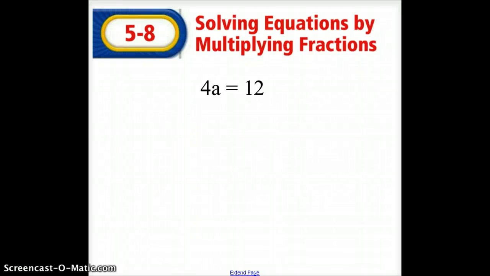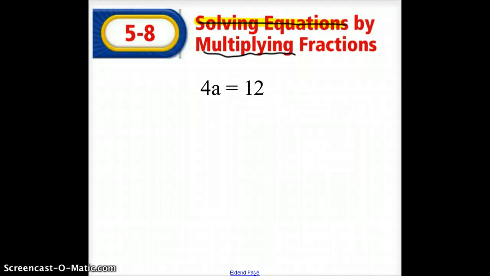All right, lesson 5-8, solving equations by multiplying fractions. So this lesson is very similar to 5-7 because we're solving equations. However, this time we are going to multiply or divide to solve the equations. And why it doesn't say divide on here, I will tell you in 1 second.